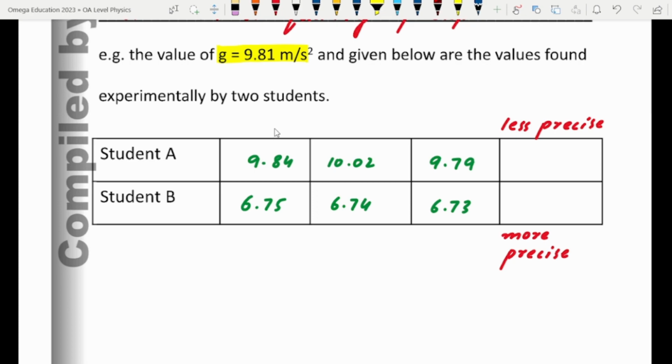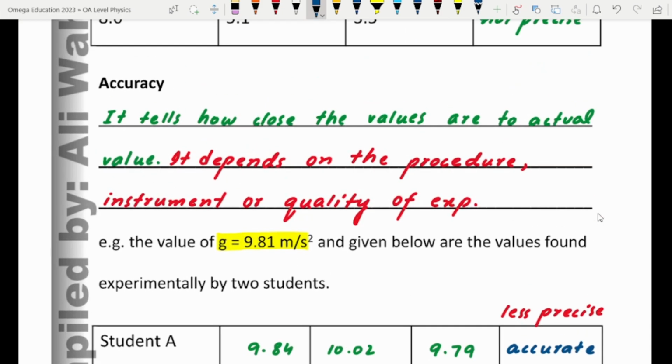Most of his values were 9 point something, one of them is 10 point something, but the difference is very small from the actual value. So we can say the readings of student A are more accurate, and the readings of student B are not accurate. So once again, in simple words, precision is the values are close to one another. Accuracy is the values are close to the actual value or the true value.